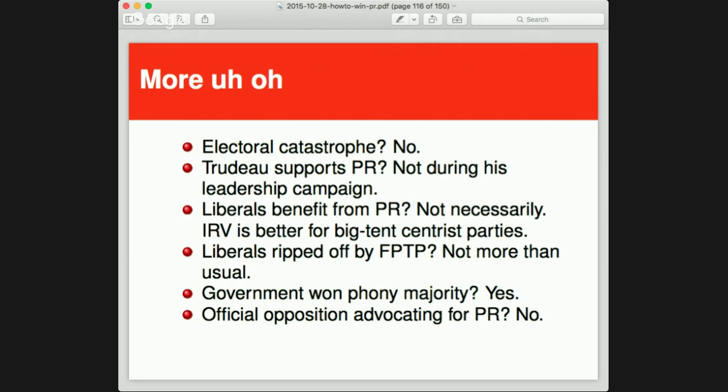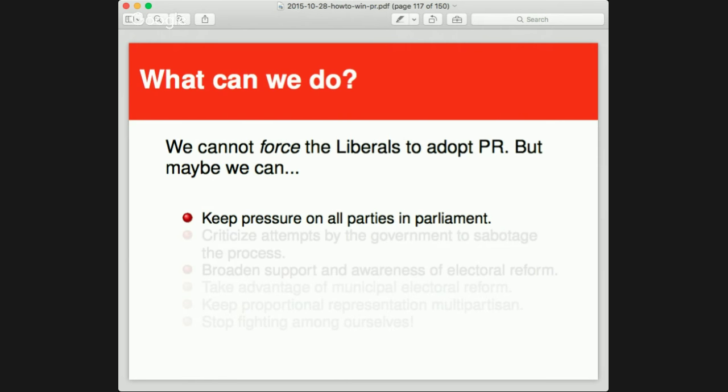And is the official opposition advocating for proportional representation? Can they hold them accountable? Not really. So this doesn't look super optimistic. But we might be able to do something. So I don't think we can force anything. We can, and as I said, I do not advocate mass revolutions. So what else can we do?